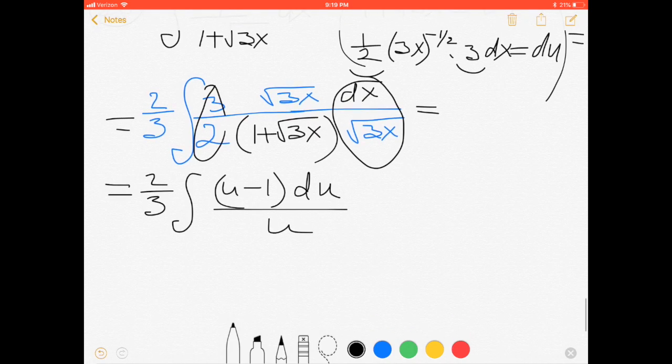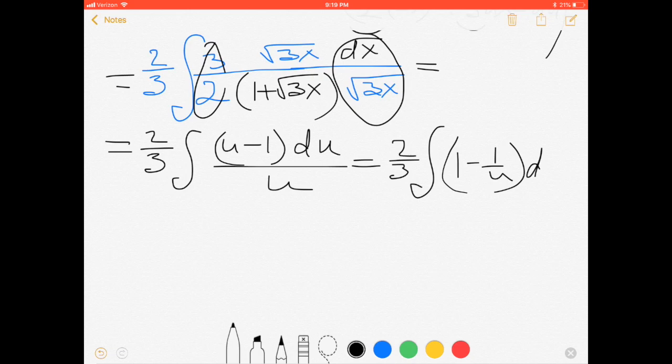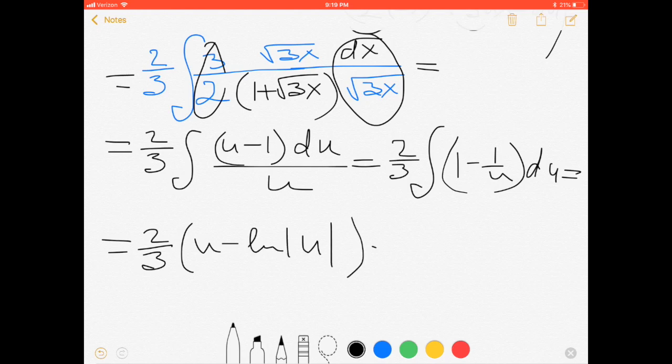You see? Now we can solve, because what we have here is 2/3 integral of 1 minus 1 over u du. Oops. It will be equal to 2/3 (u minus ln absolute value of u) plus c.